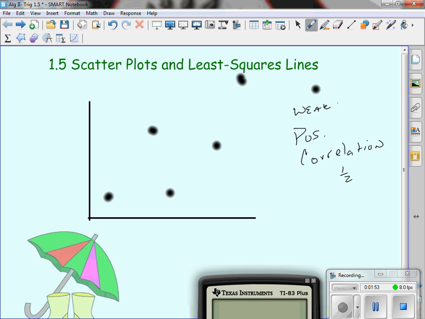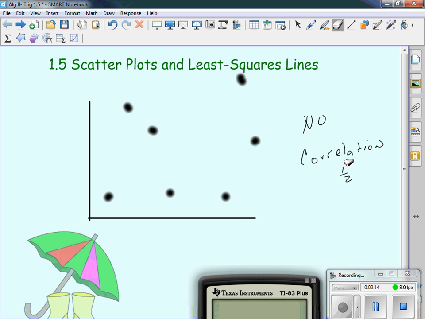Yep. Then you might occasionally have things like this. What do you notice about this one? There's no correlation. The dots are all over the place. There's no correlation. It should be 0. The closer it is to 0, the less of a correlation you have.